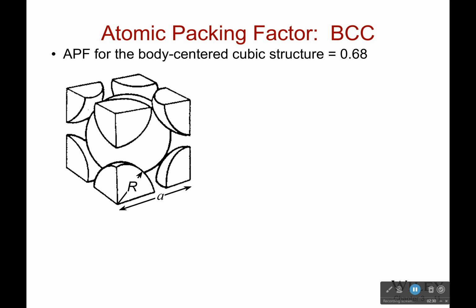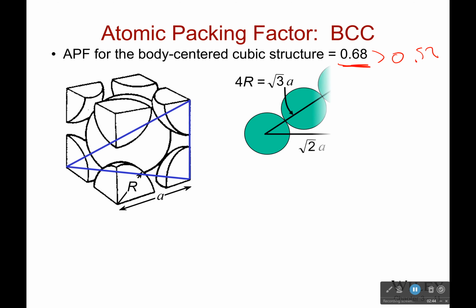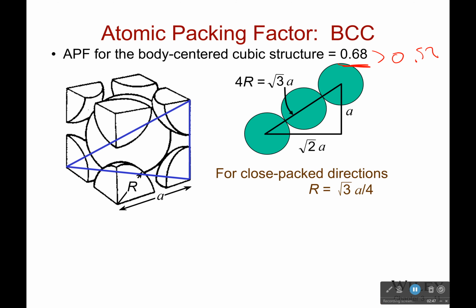Now we're going to figure out what the atomic packing factor for this body-centered cubic structure is. Now it's 0.68, so we've gone up. Last time it was 0.52, so we've gone up. This is better. We'll have an even better one next time. But how do we figure this out? Well, the important thing is triangles. You have to figure out those triangles.